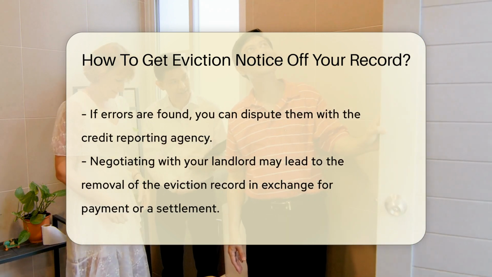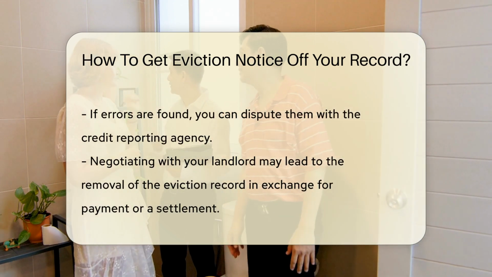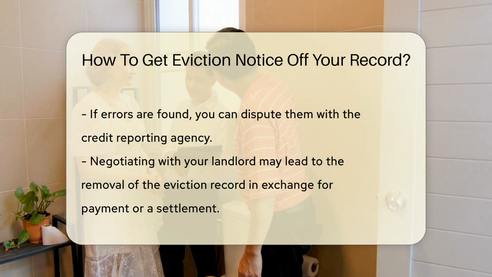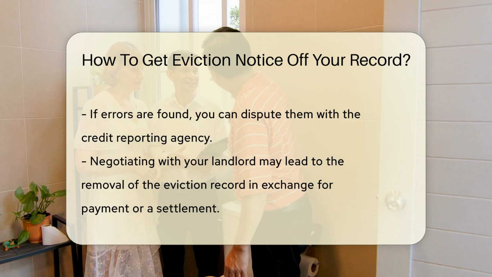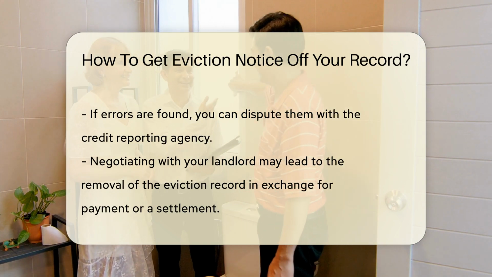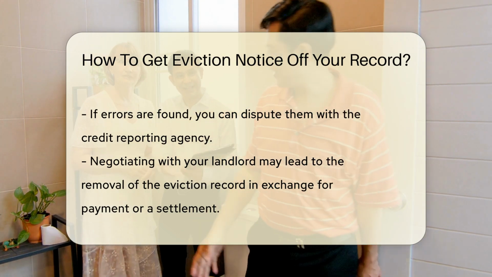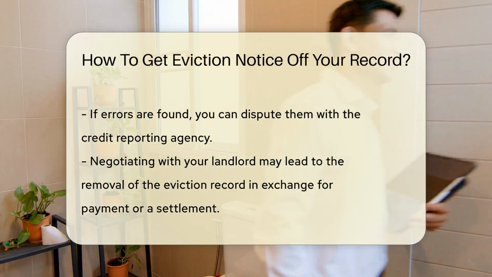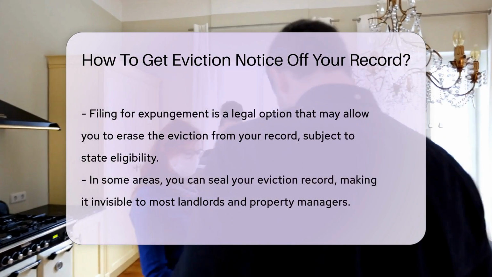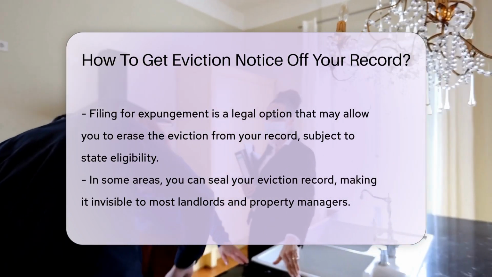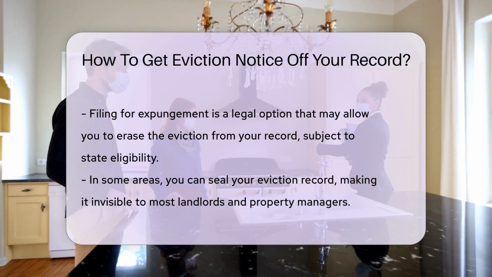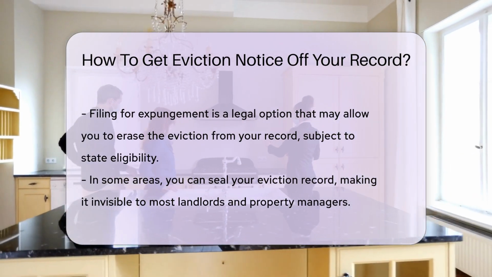One method to address an eviction notice is to check the accuracy of the record. If there are errors, you may dispute them with the credit reporting agency. Another option is to negotiate with your landlord. Sometimes, landlords may agree to remove the eviction record in exchange for payment or a settlement. You can also consider filing for expungement. This legal process may allow you to erase the eviction from your record, but eligibility varies by state.